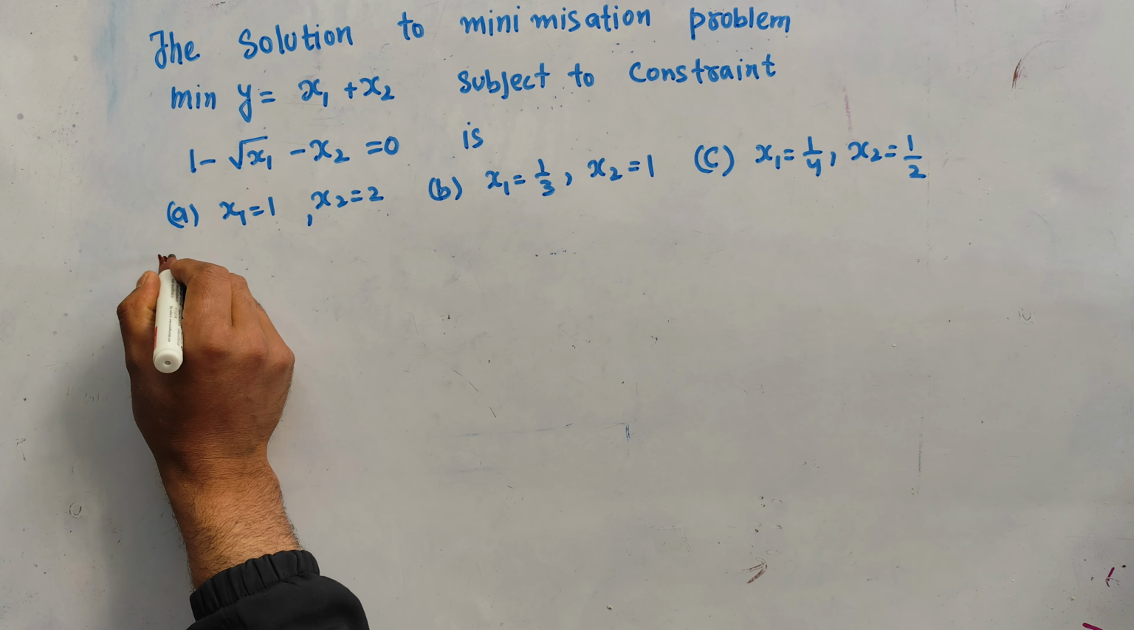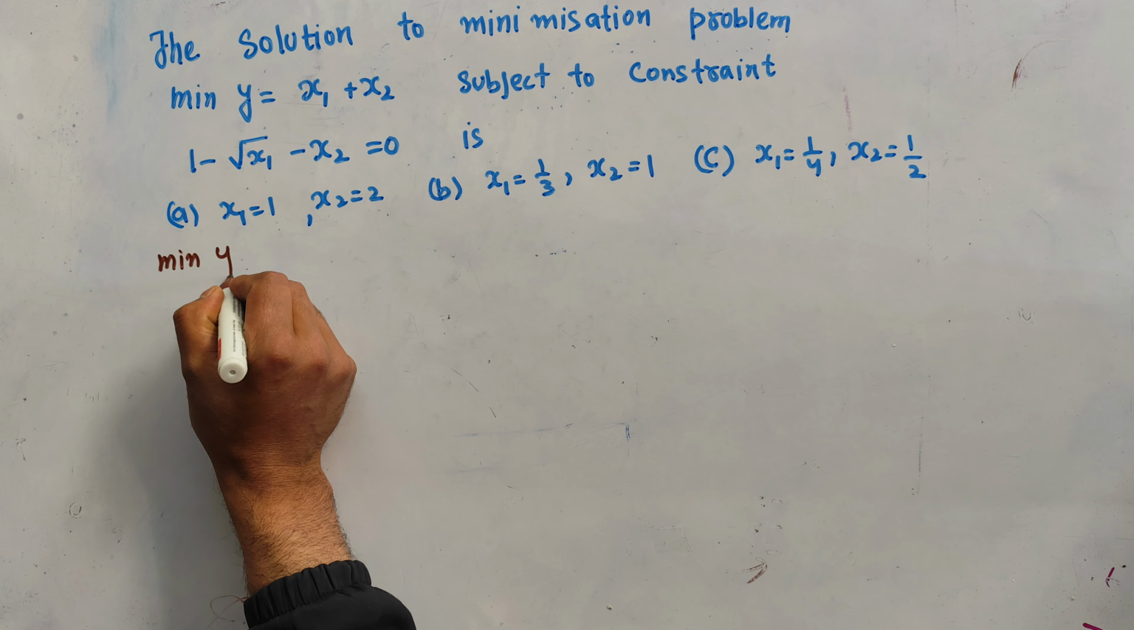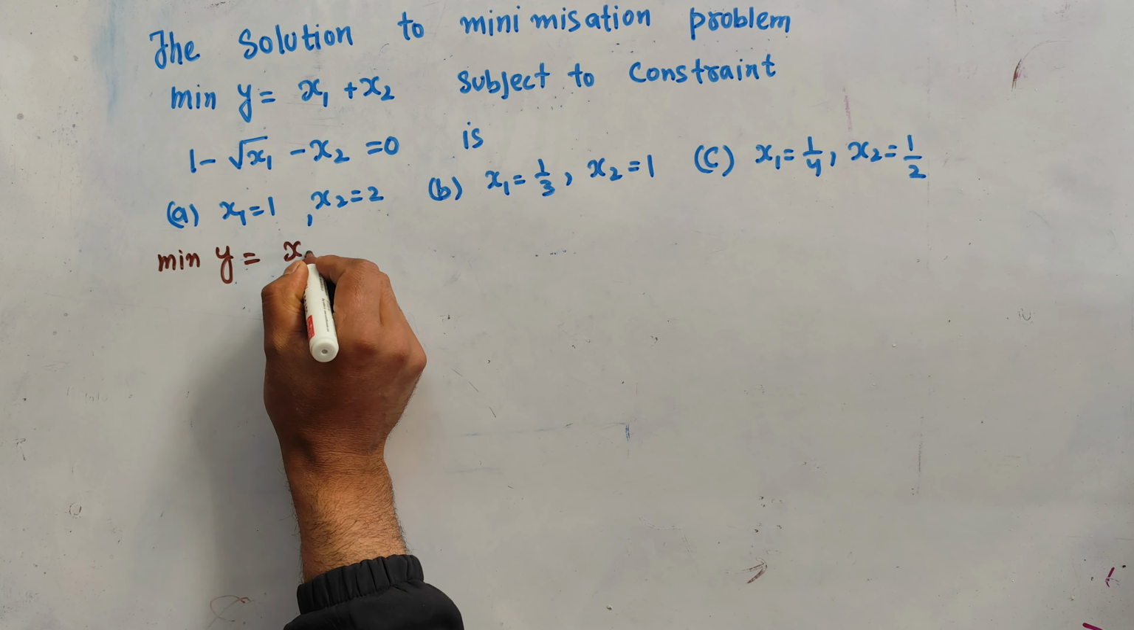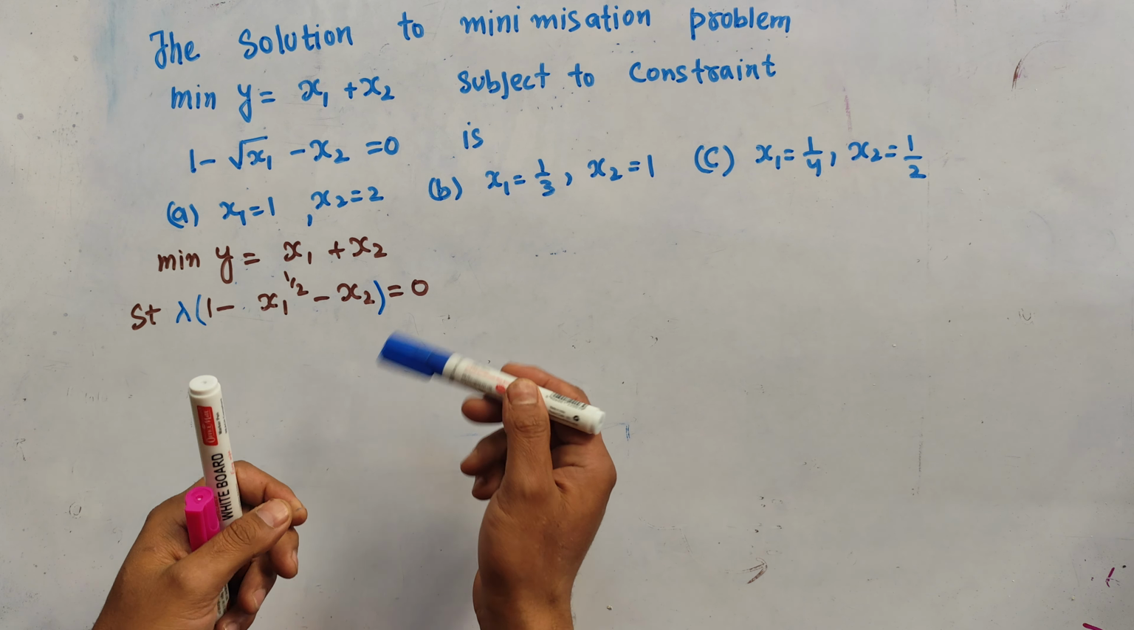Okay, so what is our question? We have to minimize y equals x1 plus x2 subject to the constraint that is 1 minus under root x1, which can be written as x1 raised to the power 1 upon 2, minus x2 equals 0. So we will form the Lagrange's function first. To form it, we multiply the constraint both sides by lambda, so we have lambda times this equal to lambda times 0, which is 0.